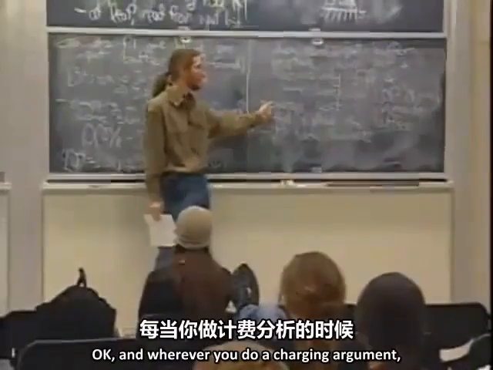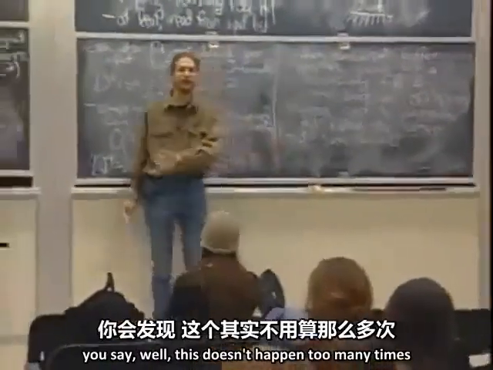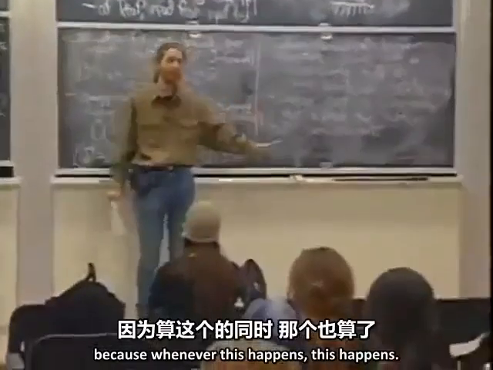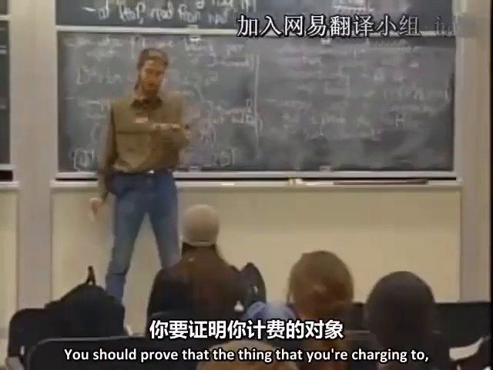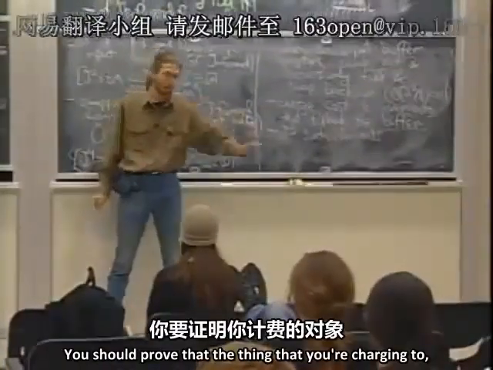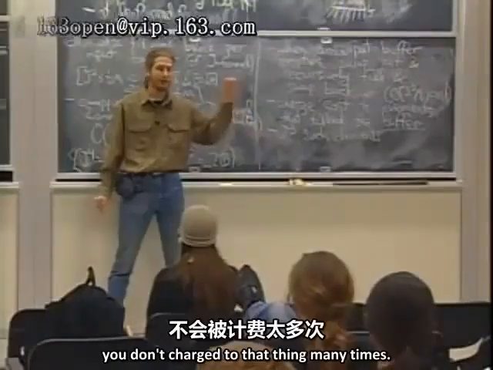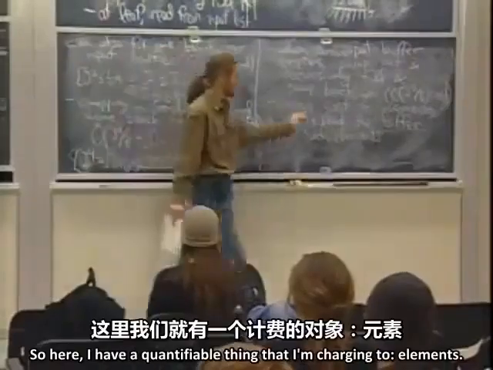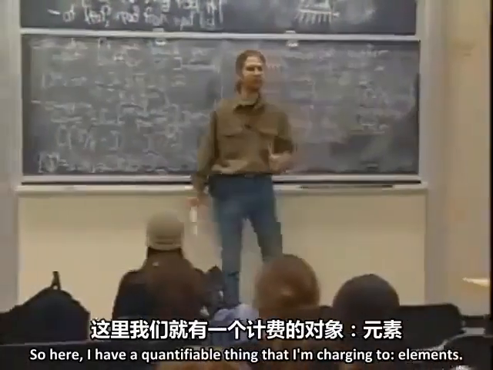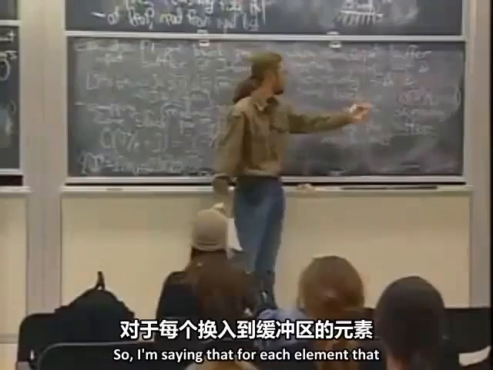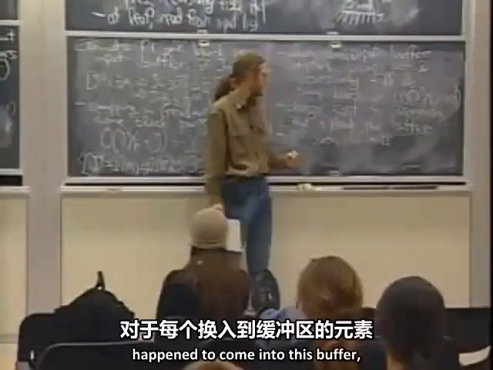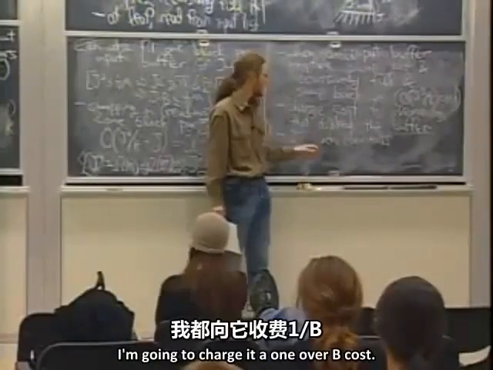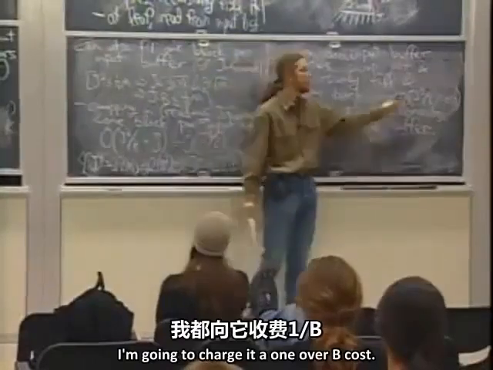Whenever you do a charging argument and say, well, this doesn't happen too many times because whenever this happens, this happens, you should prove that the thing that you're charging to, you don't charge to that thing very many times. So here I have a quantifiable thing I'm charging to, elements. For each element that happened to come into this buffer, I'm going to charge it a 1 over b cost.